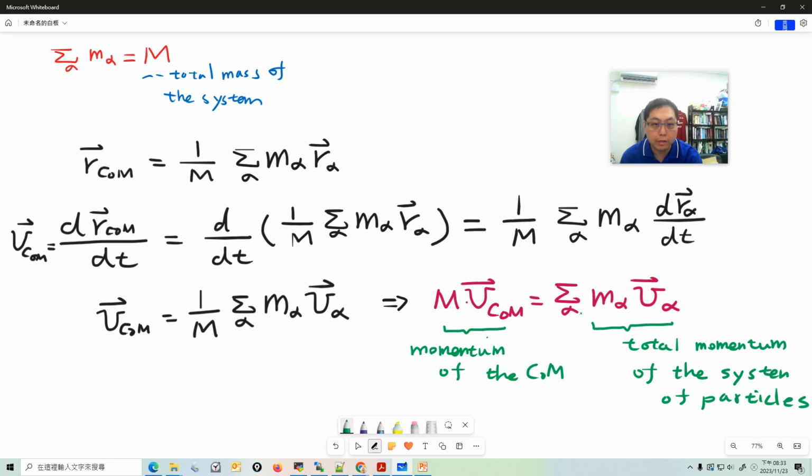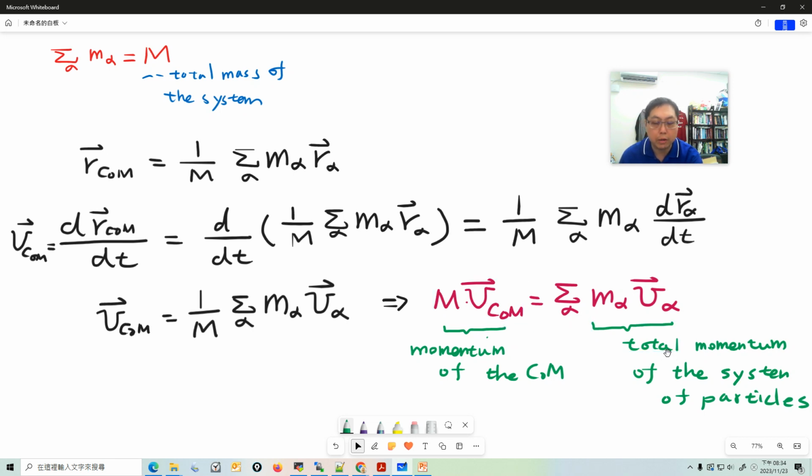Okay, because the right hand side, the summation over alpha of m_alpha v_alpha, is just the momentum of each particle added together. That's what the summation of m_alpha v_alpha means: the summation of the momentum of each particle, all together. So it's the total momentum of the system of particles, and it is equal to the left hand side, the total mass M times the velocity vector of the center of mass.